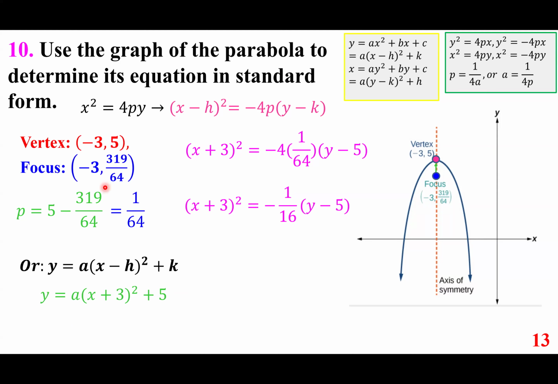So ignore that. We go this route, and because the relationship between a and p is that we said a is 1 over 4p, and we take it to be negative, 1 over minus 4p in essence, we end up with negative 16. And that's the equation. And I hope you recognize the two are identical.